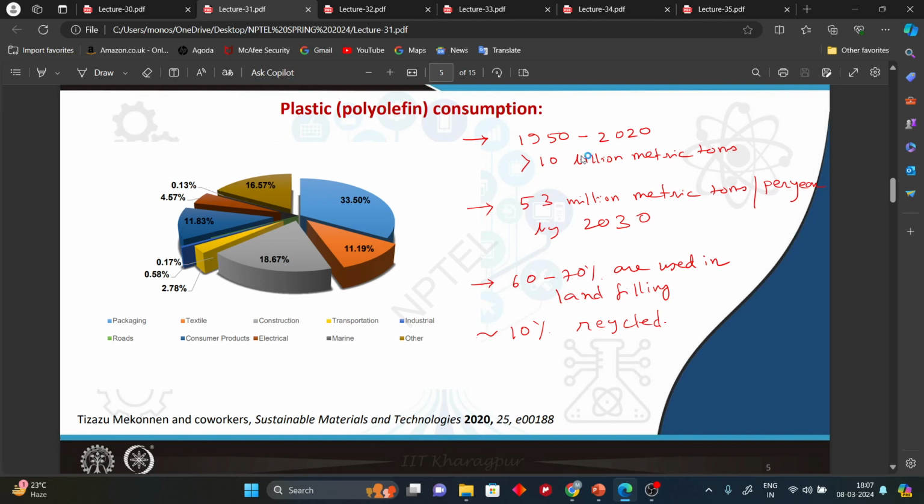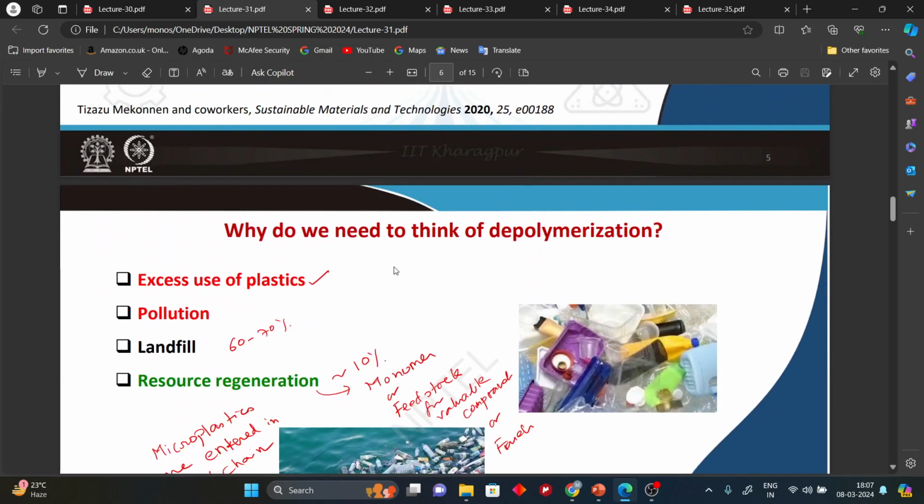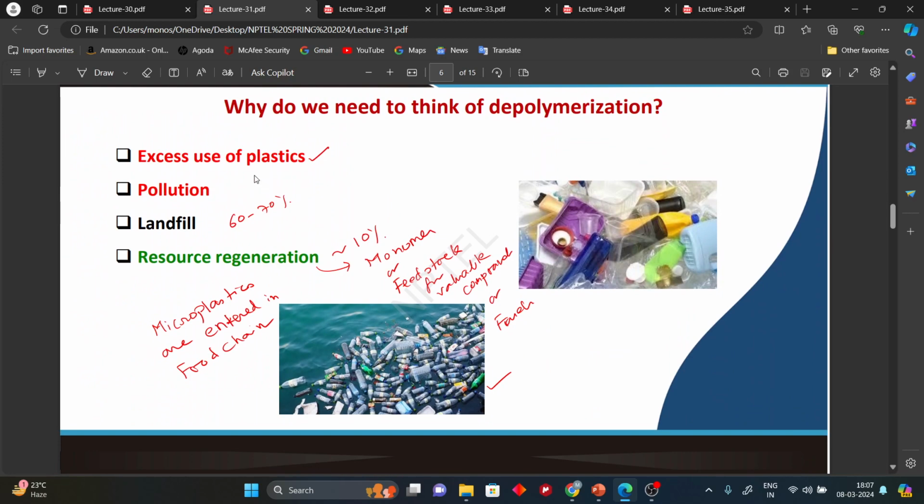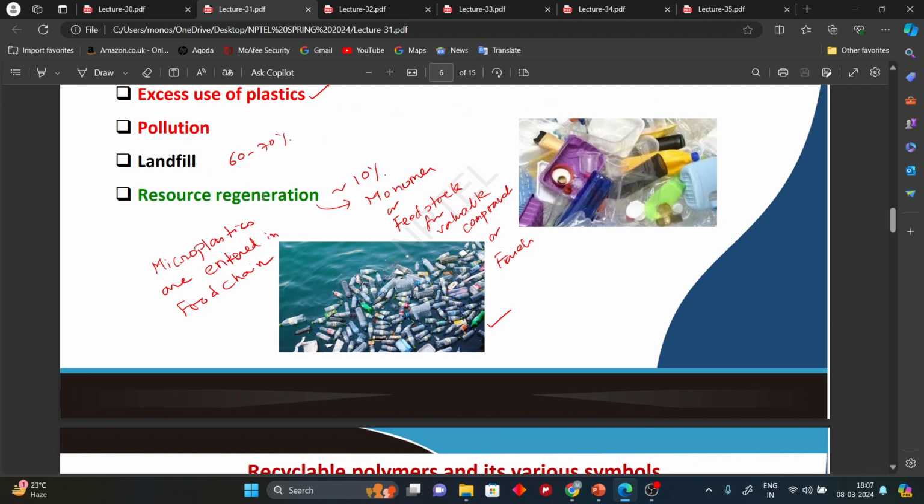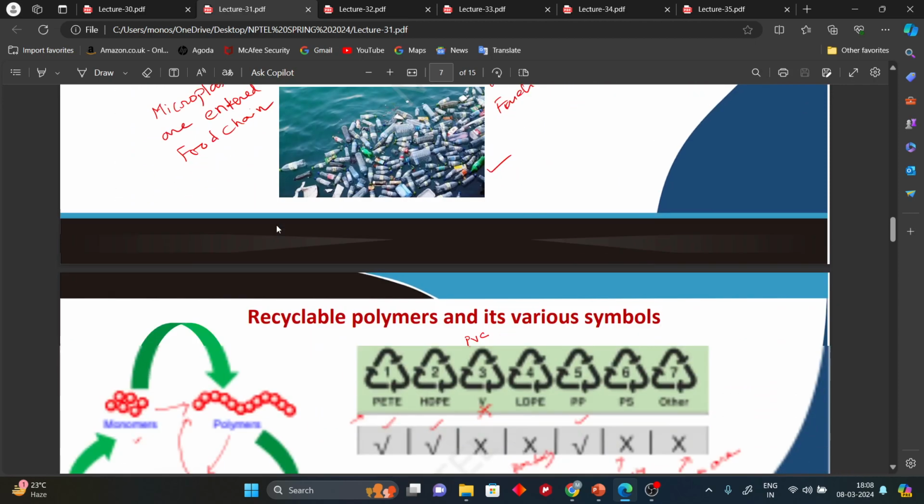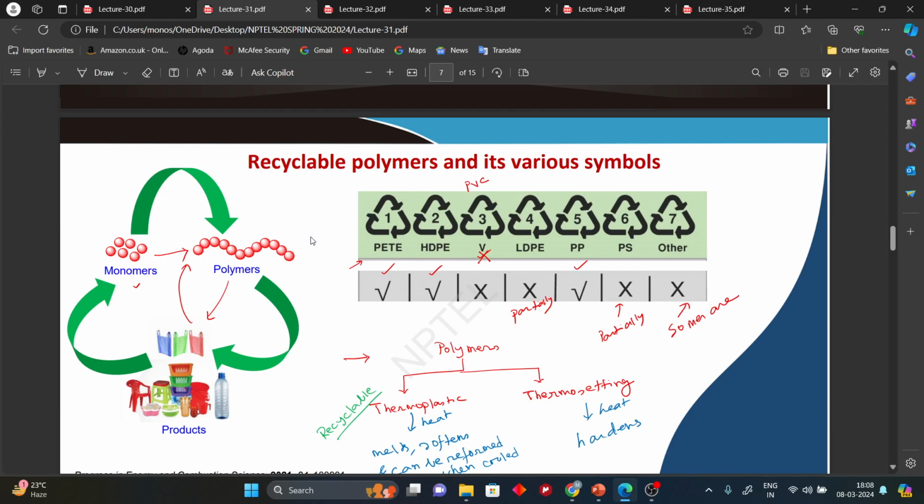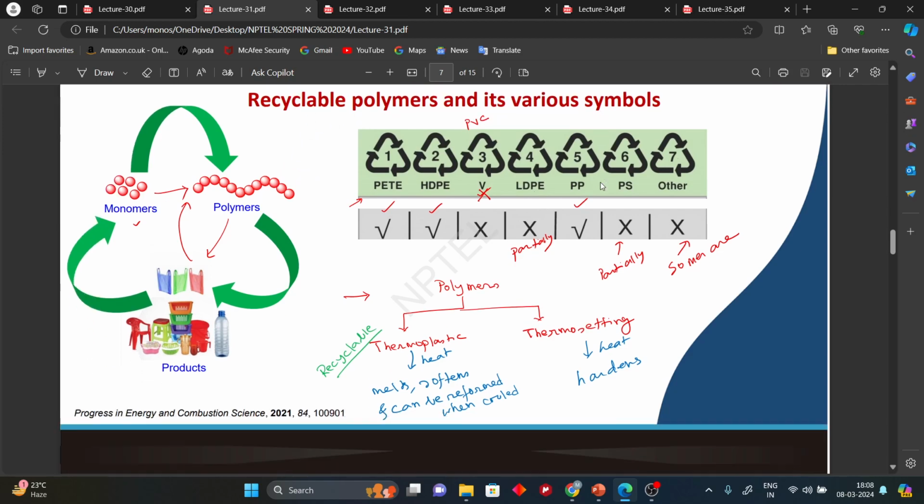that is considered a better option. If we look into the waste, you can see that plastics are everywhere, right? They cause a lot of pollution also, and these things are new. Now, for the recyclable polymers, there are various symbols like this.